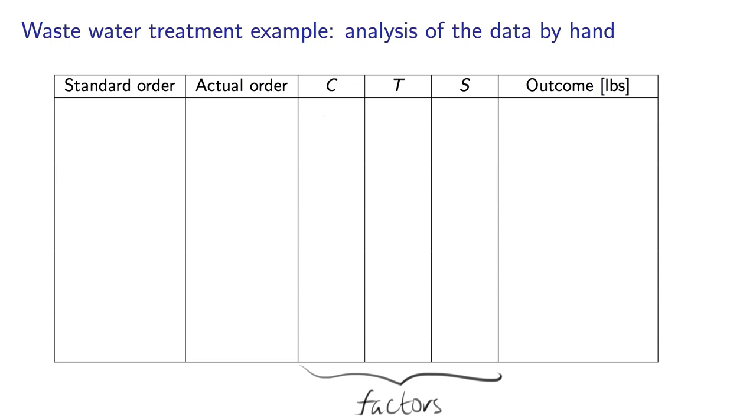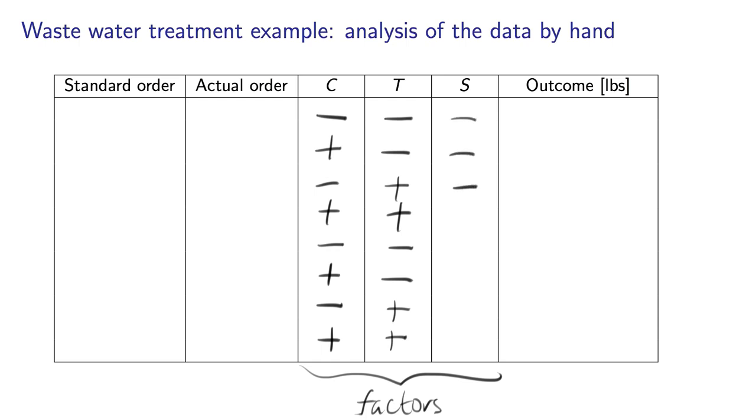And the rule is we vary the first factor the fastest: minus, plus, minus, plus, minus, plus, minus, plus. The second factor, temperature, is varied the next fastest between its low and high levels. So two minuses, two pluses, two minuses, two pluses. And then the last factor, S, is varied the slowest. So four low levels and four high levels. Those make up our entire table.